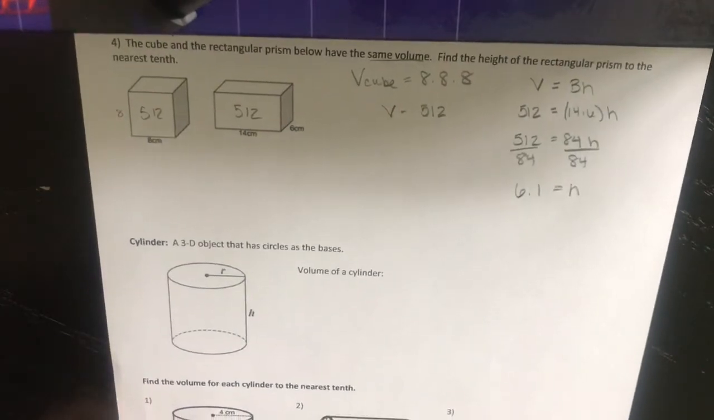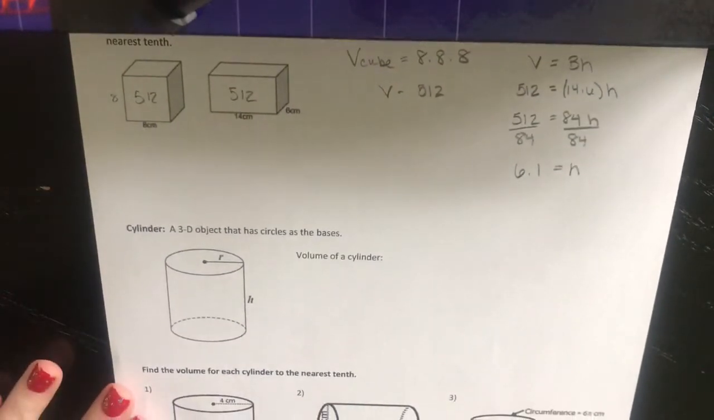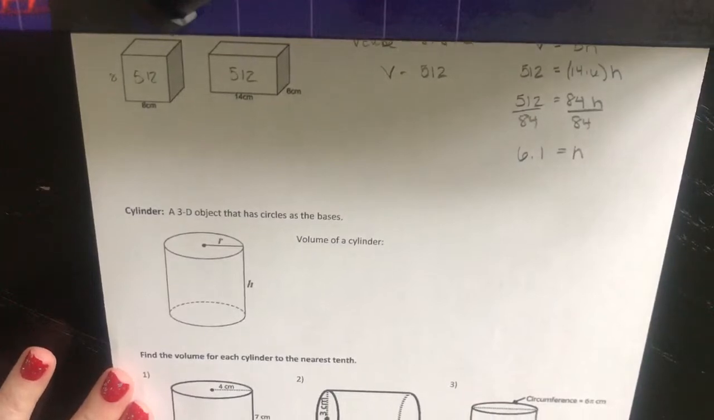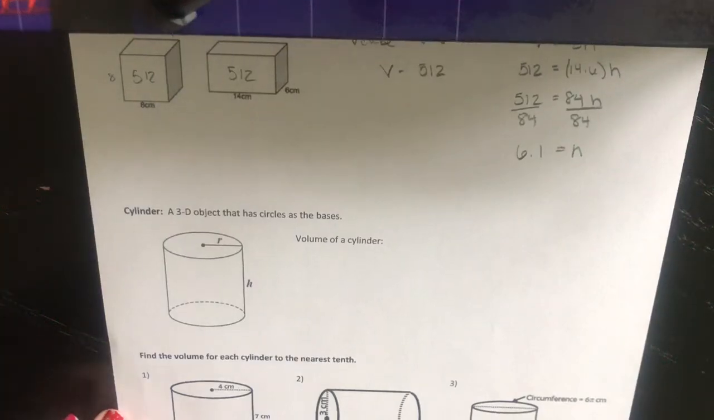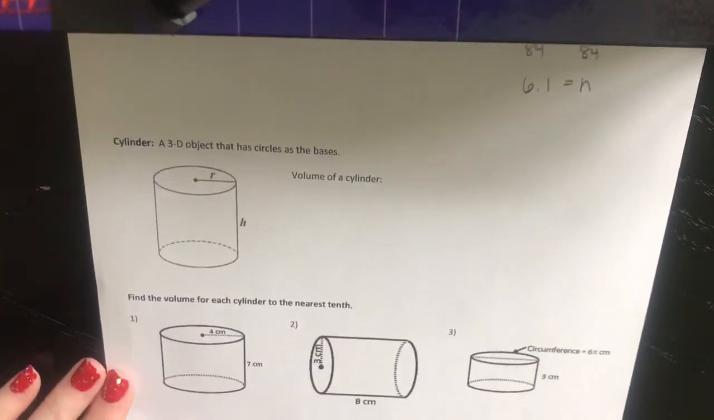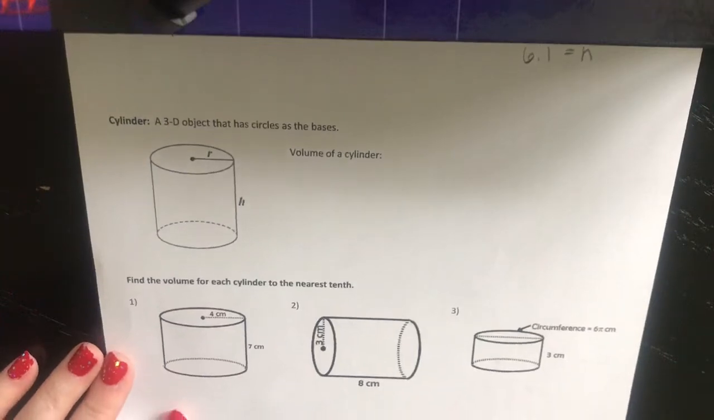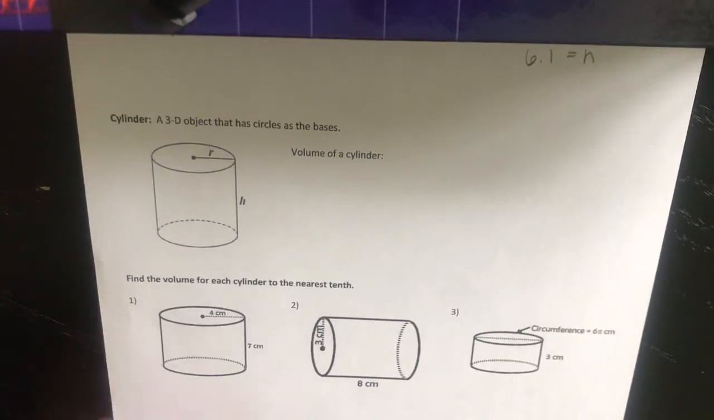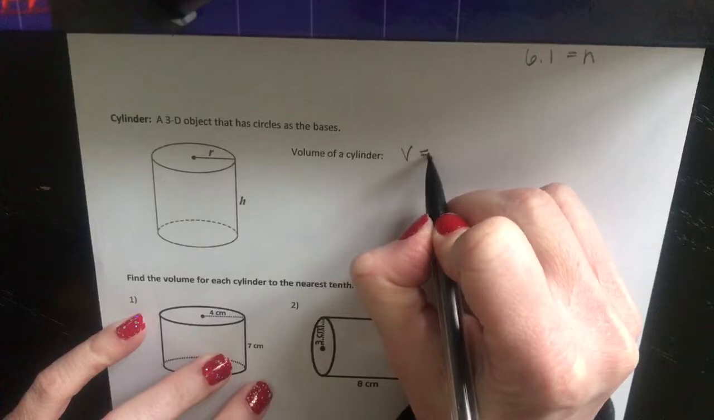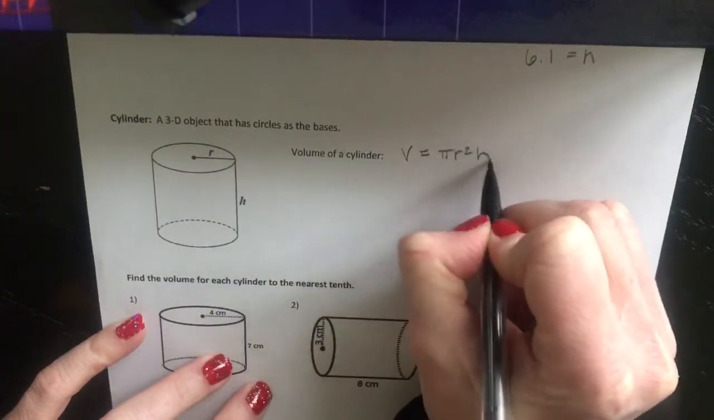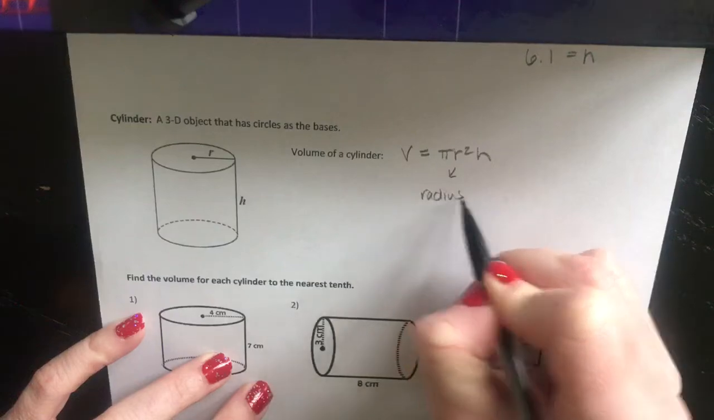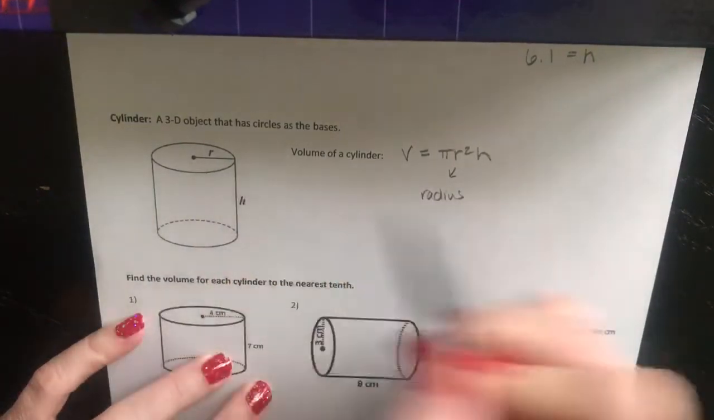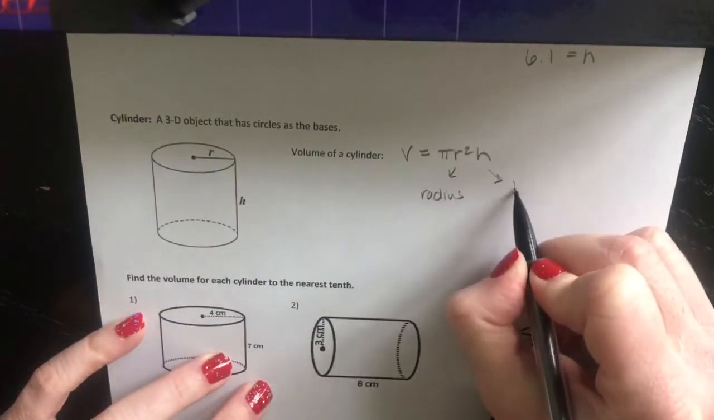All right, the next part of this packet is cylinders. So prisms have flat faces. A cylinder is round. It's circular all the way around. So a cylinder is a 3D object that has circles as its bases. The volume formula for a cylinder is pi r squared h. R is the radius, which is halfway from the center. It's from the center over, so it's halfway of the circle. And h is the height.